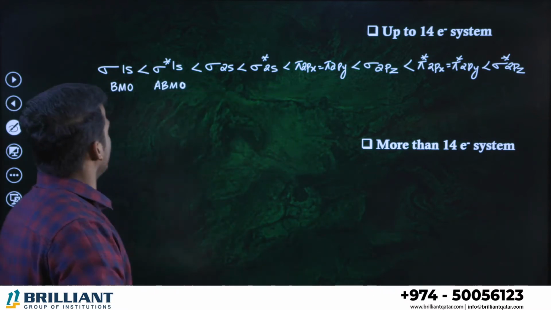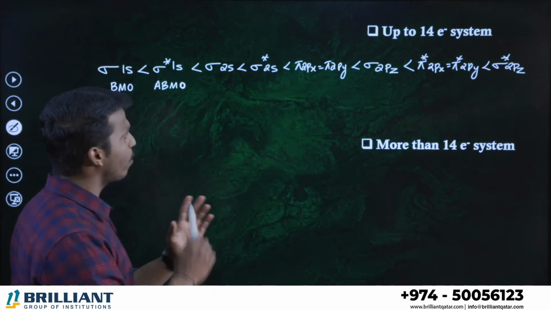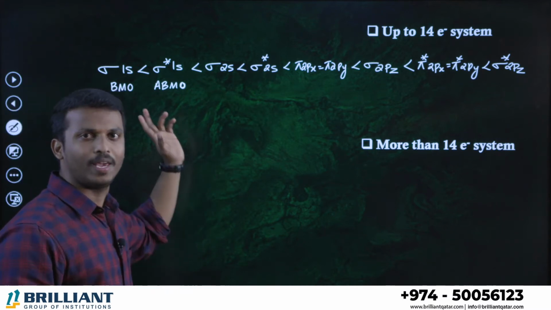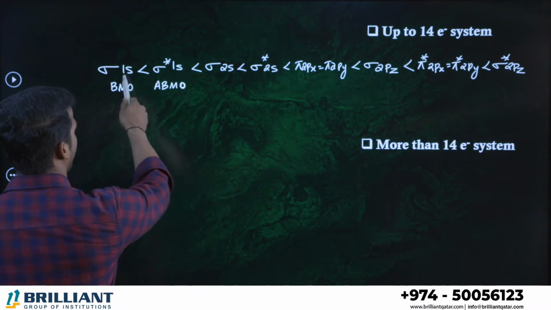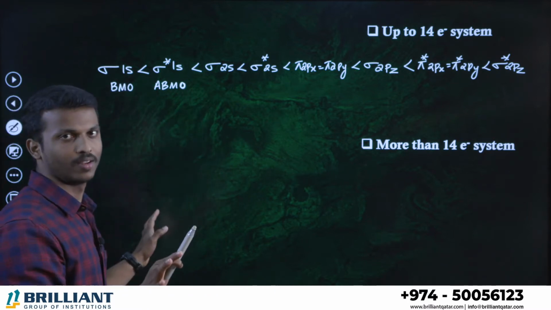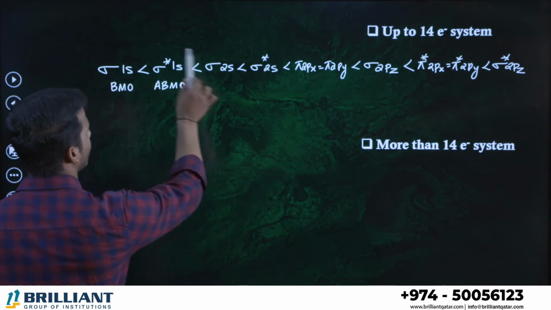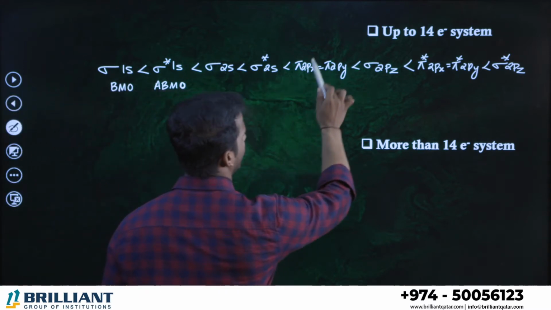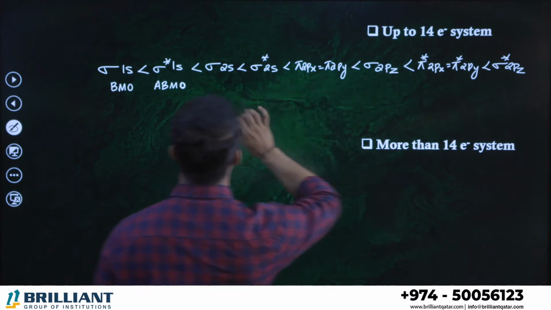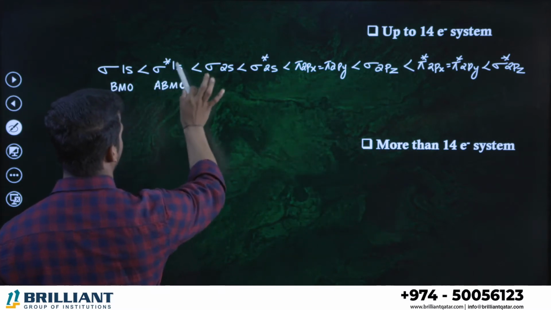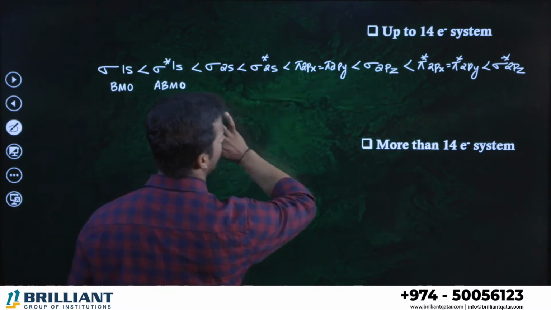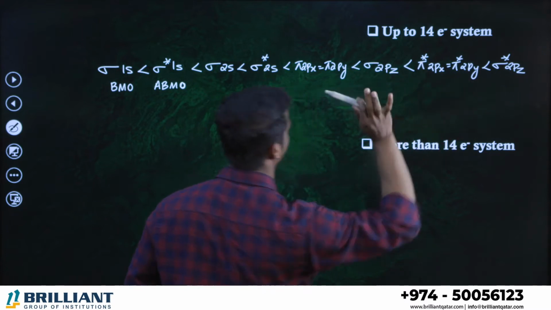Okay, so these are BMO. Can you identify which are BMO and ABMO in the system? BMO means without a star, ABMO means with a star. So this is BMO, BMO, BMO, BMO, BMO, and the remaining all are with a star. They are all ABMO.